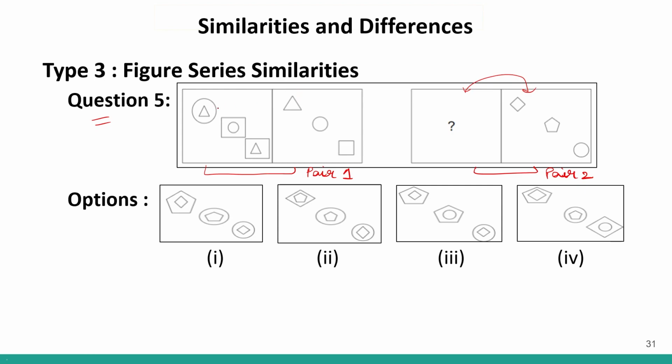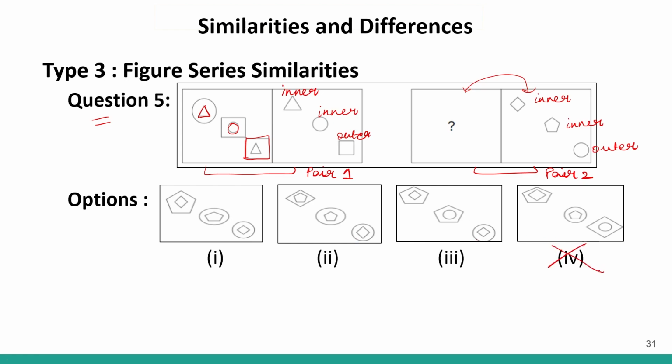Over here, I can see that this triangle is the inner image. Similarly, this circle is the inner image. Correct? And this square is the outer image. So inner, inner, and outer. That means this diamond should be the inner image, this pentagon should be the inner image, and this circle should be the outer image. So if we see, this is an outer circle, this is an outer circle, and this is an outer circle.